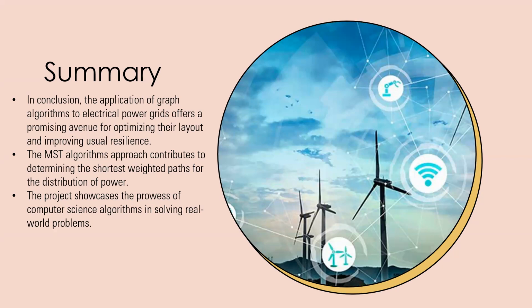Thanks, Deepak. So in conclusion, we can see that the application of graph algorithms on electric grids offers a promising avenue for optimizing their layout and improving their resilience. And the MST approach contributes to determining the shortest weight for the distribution, as we explained. So in summary, we can say that we have an application for computer science algorithms like Prim's and Kruskal in real world problems. For example, applying MST to power grids, as we told the advantages, in the long term it is going to save our planet.